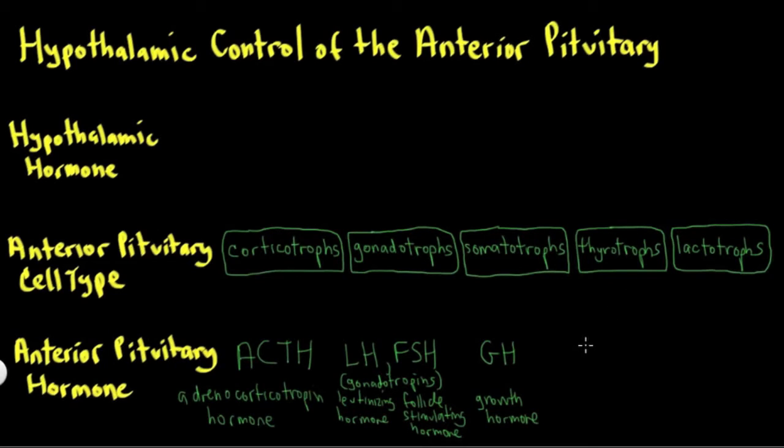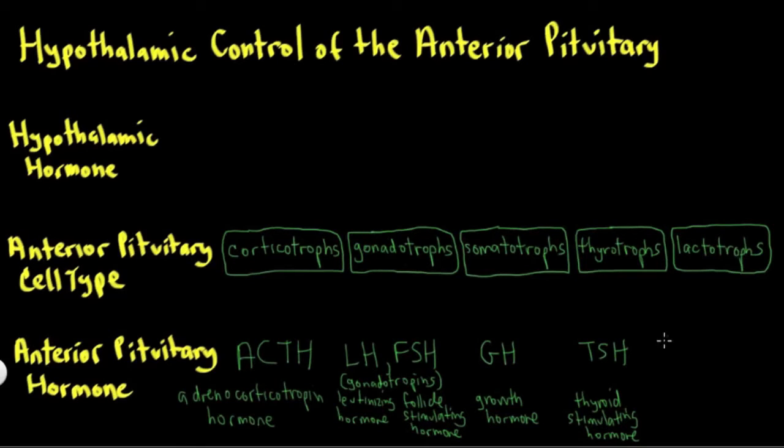Thyrotrophs release a hormone called TSH, the abbreviation for thyroid stimulating hormone, because it stimulates the growth and function of the thyroid gland. It's also called thyrotropin. So TSH and thyrotropin are interchangeable terms, just like LH and FSH are interchangeable with gonadotropins.